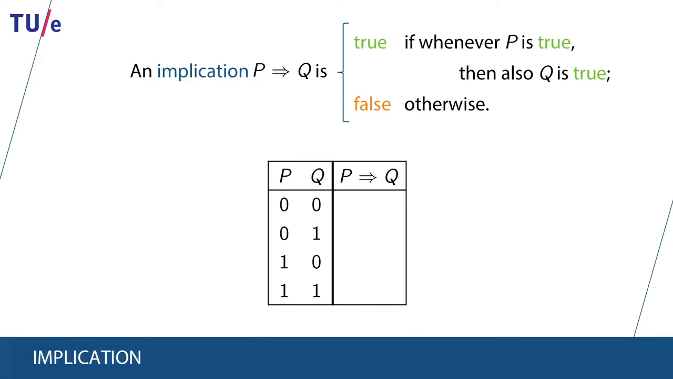Let's now present the truth table for implication. The only situation in which a conditional statement P implies Q should be considered false is when the condition P is true, whereas the conclusion Q is false. In all other cases, the conditional statement is true.